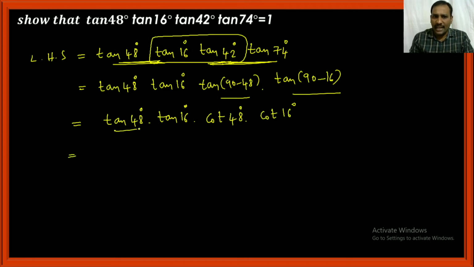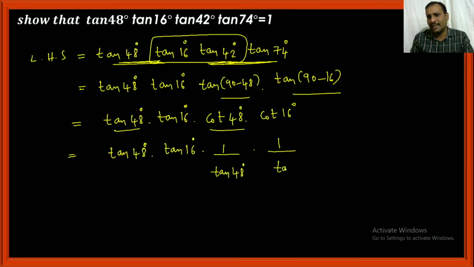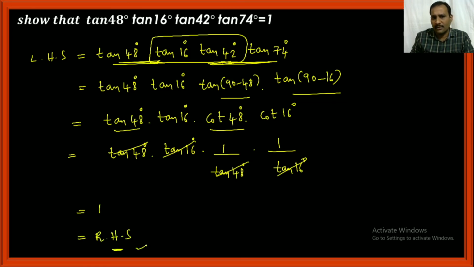Now we know that tan 48 and cot 48 are reciprocals, or you can write it like this: tan 48 into tan 16 into cot 48, you can write it as 1 by tan 48, and cot 16 I can write as 1 by tan 16. Tan 48, tan 48, tan 16, tan 16 cancel and the answer is 1, which is equal to our RHS. Always try a different method to get an answer. In trigonometry, particularly in this chapter, you can do a problem in a number of ways. So try different methods.